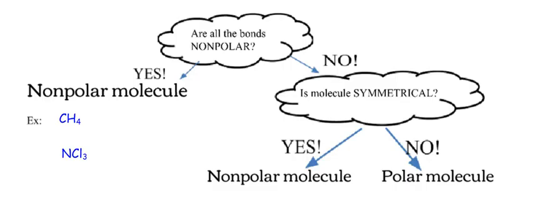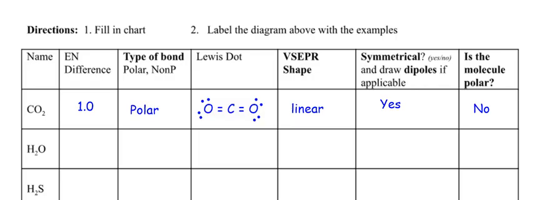So in carbon dioxide, are the bonds nonpolar? No, they're not. Is it symmetrical? Yes, it is. It's a nonpolar molecule. Okay, so what about water? Well, what's 3.5 minus 2.1? 1.4. Polar or nonpolar? Polar.